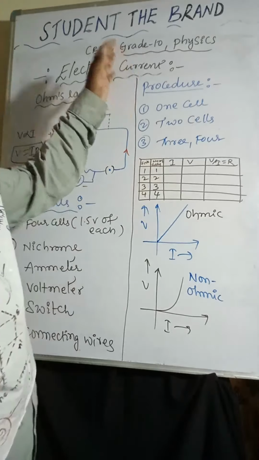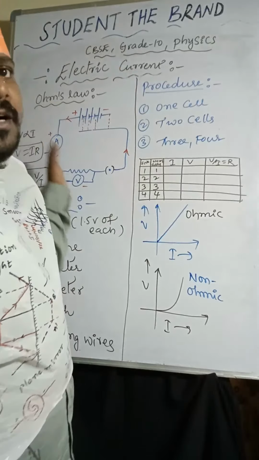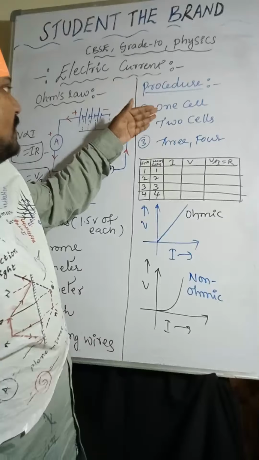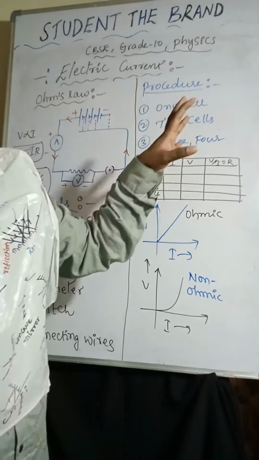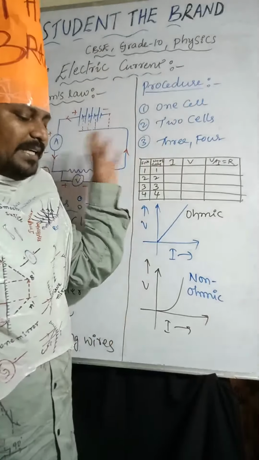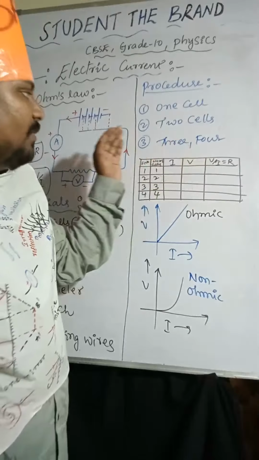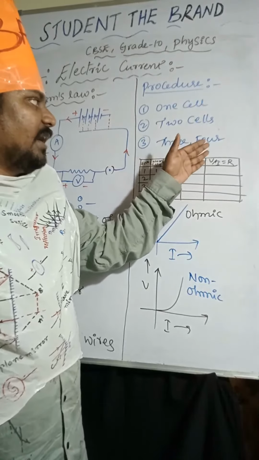What is the procedure? First you have to connect one cell and note down the reading of ammeter and voltmeter. Connect two cells, note the reading of ammeter and voltmeter, repeat the process for 3 and 4. Mention the values in the tabular form given below: serial number, number of cells, ammeter reading, voltmeter reading, V by I equal to R.